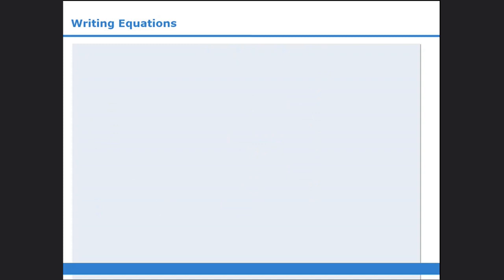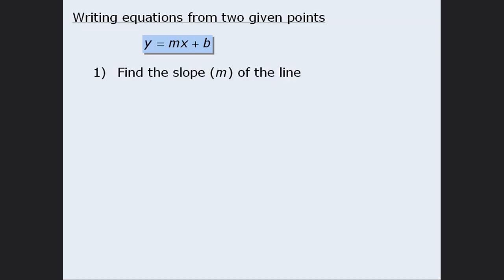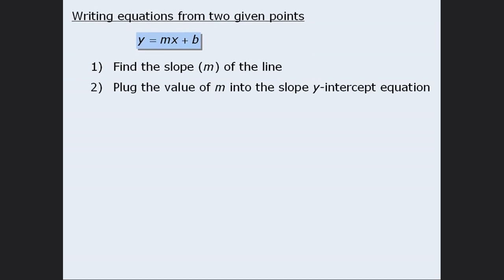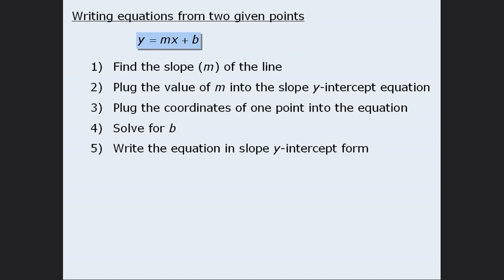Okay, let's summarize the steps involved in writing the equation of a line when we are given 2 points on the line. Our goal will be to write the equation of the line in slope y-intercept form. So first we find the slope m of the line. Once we know the slope, we can plug this in for the value of m in the equation. Now take one of the points on the line and plug its coordinates into the equation. At this point, we will have an equation we can solve for b. And finally, once we determine the value of b, we can write the equation of the line in slope y-intercept form.